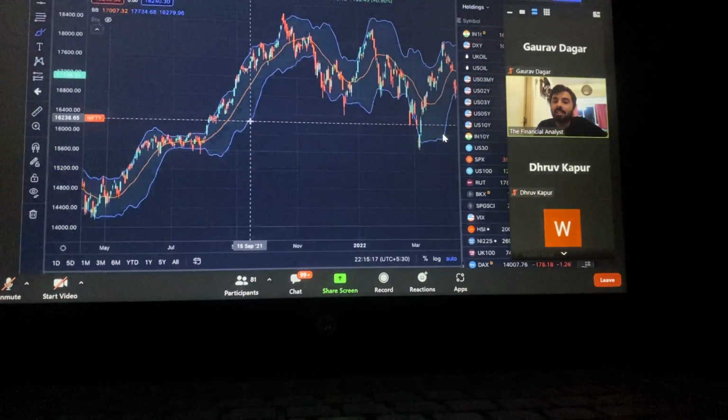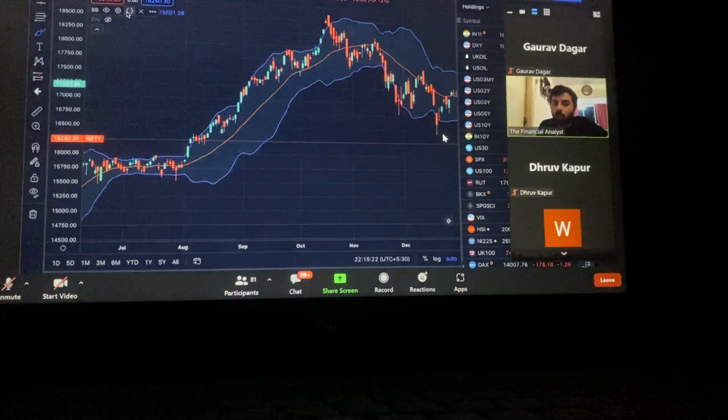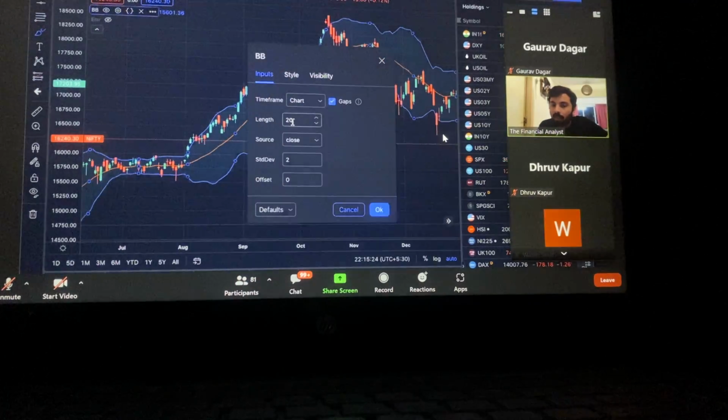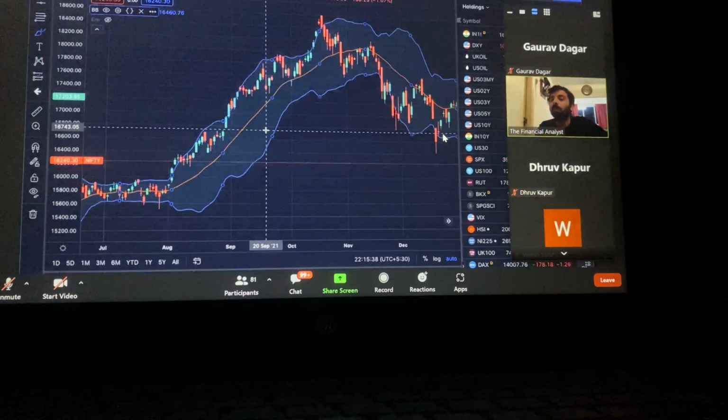Bollinger Band is a simple indicator. It is based on a 20 moving average. Length is 20 moving average and the standard deviation of 2. मतलब क्या होता है? Standard deviation is a measure of risk in the market, measure of how much you can vary from your mean. मैं आपको बहुत simple term में बताता हूँ.